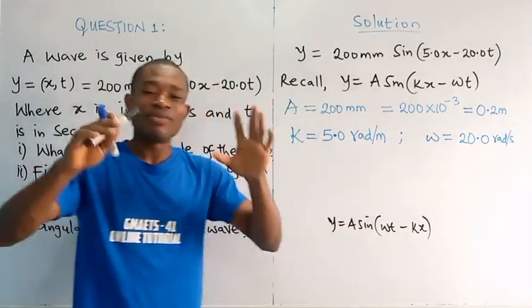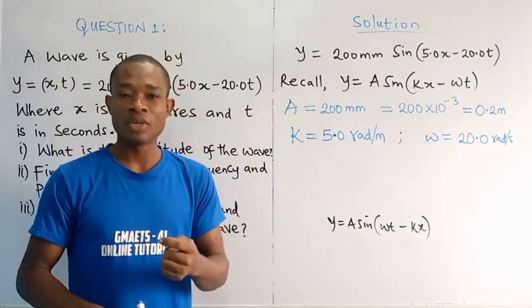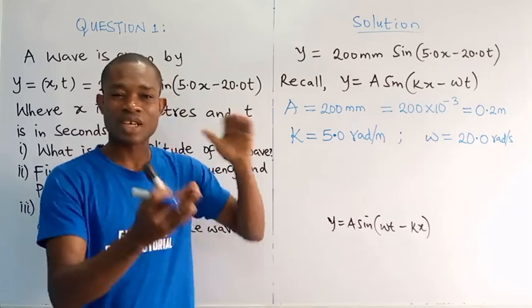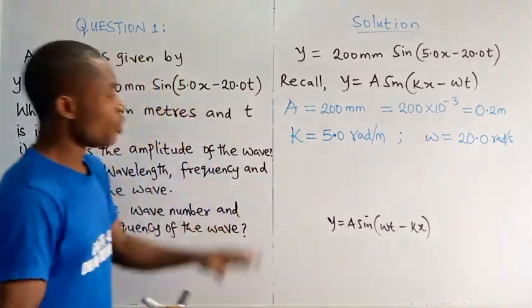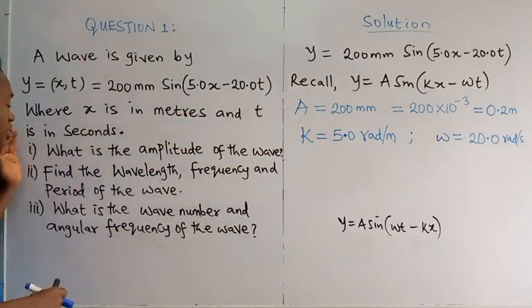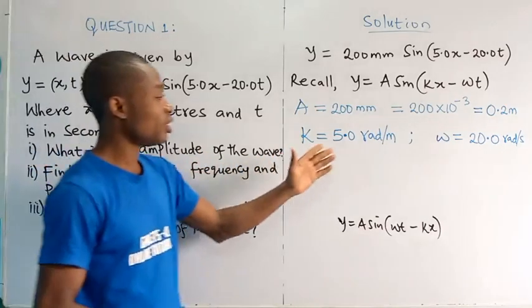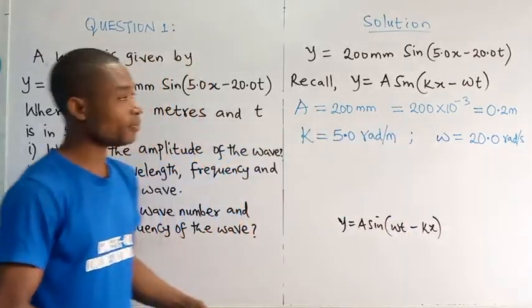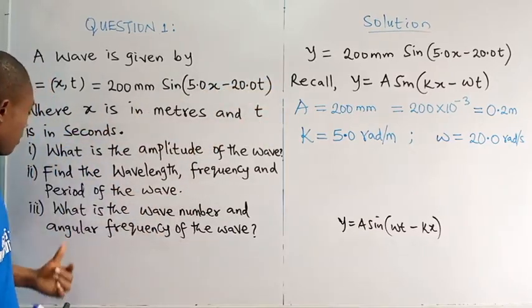So I have done one of the most important things whenever a problem on progressive wave equation is given to you, the comparison, being able to bring out the data, very important. So with this information, we shall now proceed to answer the given question. The first one we've answered it already. What is the amplitude of the wave? The amplitude of the wave is 0.2 meter, just straight from the given formula, the coefficient of that sine.